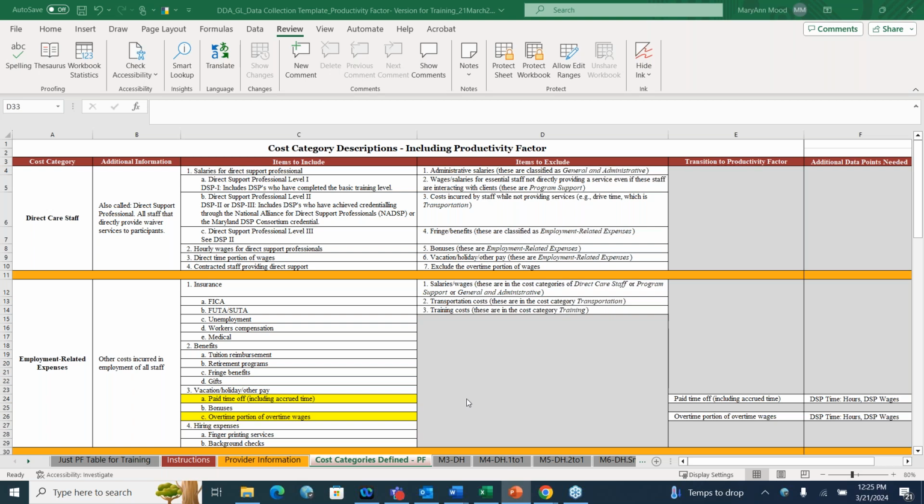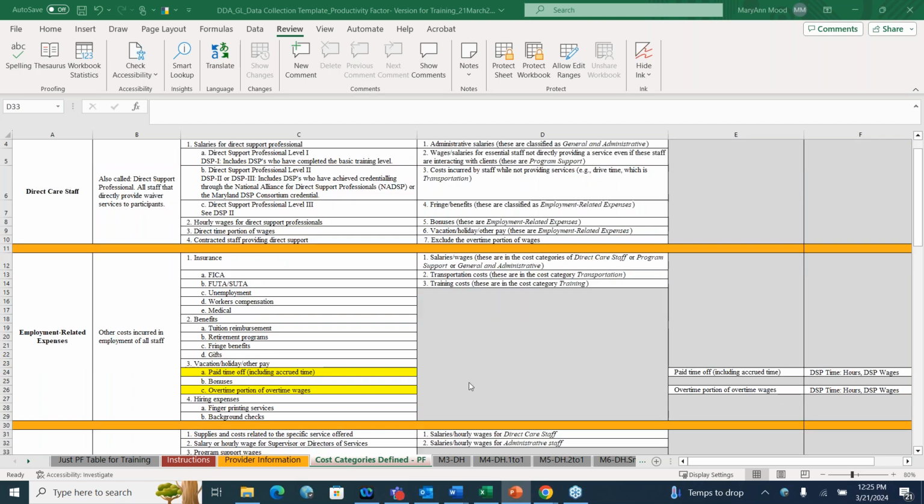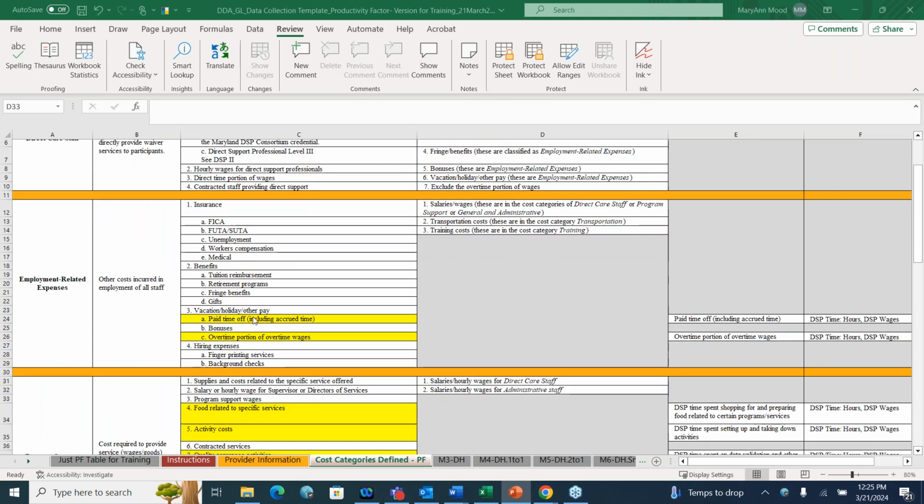And then with respect to the productivity factor table, those items have been highlighted in yellow so that you know which items you should be paying attention to put in that table at the bottom of each of the service tabs.